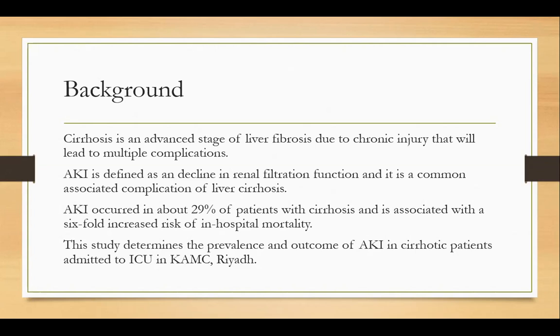A systematic review and meta-analysis done in 2016 showed that acute kidney injury occurred in about 29% of patients with cirrhosis admitted to hospital. And it was associated with a six-fold increased risk of in-hospital mortality. So the mortality in that study was around 34% in the AKI group and 9.7% in the non-AKI group. So we came up with this study to determine the prevalence and outcome of acute kidney injury in cirrhotic patients admitted to our ICU.